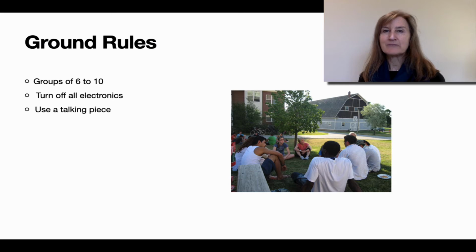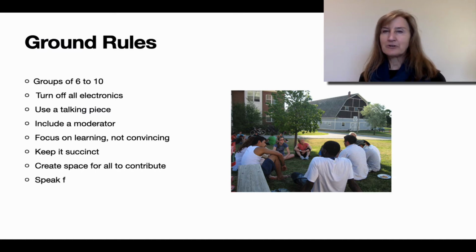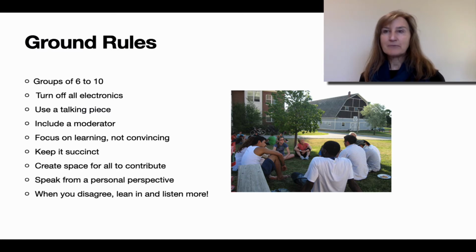I recommend groups of 6 to 10. Over 12 people, folks get nervous and they don't speak as freely. Ask people to turn off all their electronics and use some type of talking piece, something that people can hold that says that the person who is talking and has the talking piece is to be listened to, and everyone else is to be working on learning. You want to work on learning and not convincing in general, and keep your answers short and succinct. Usually, questions should be answered in a minute or less.